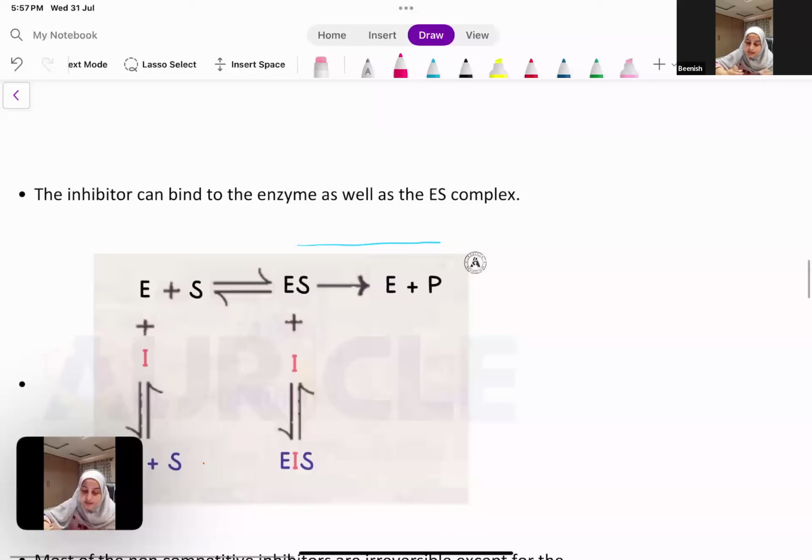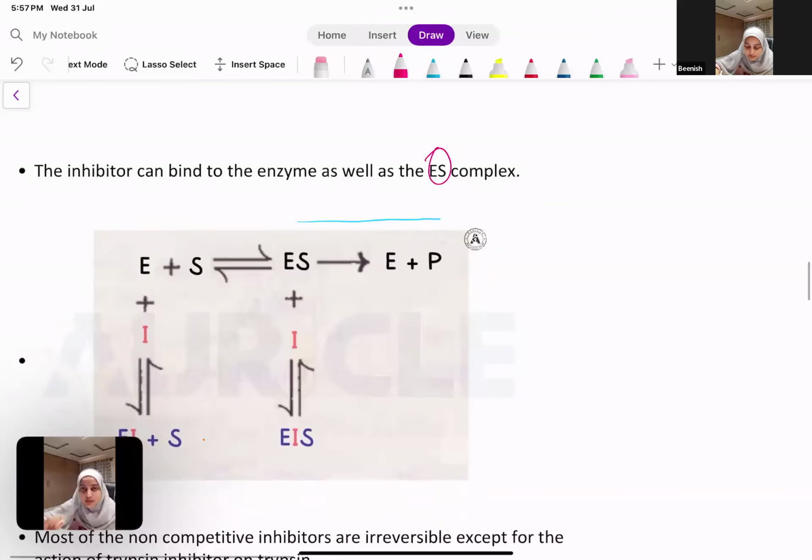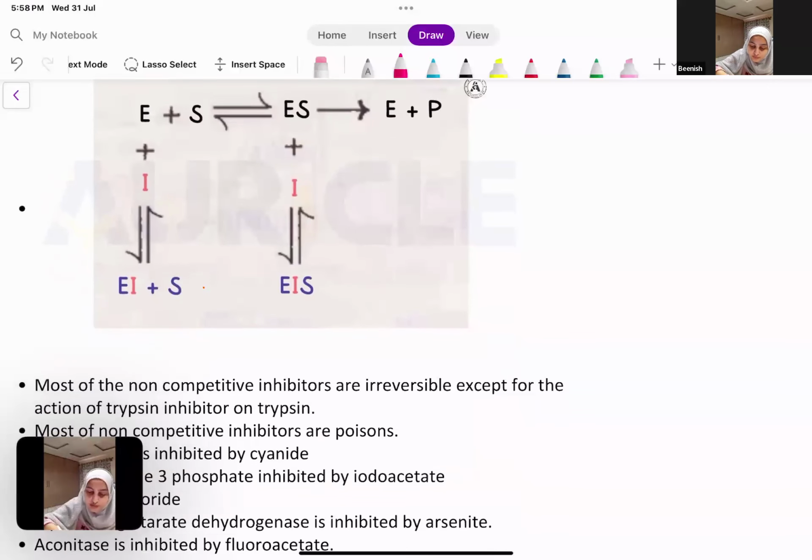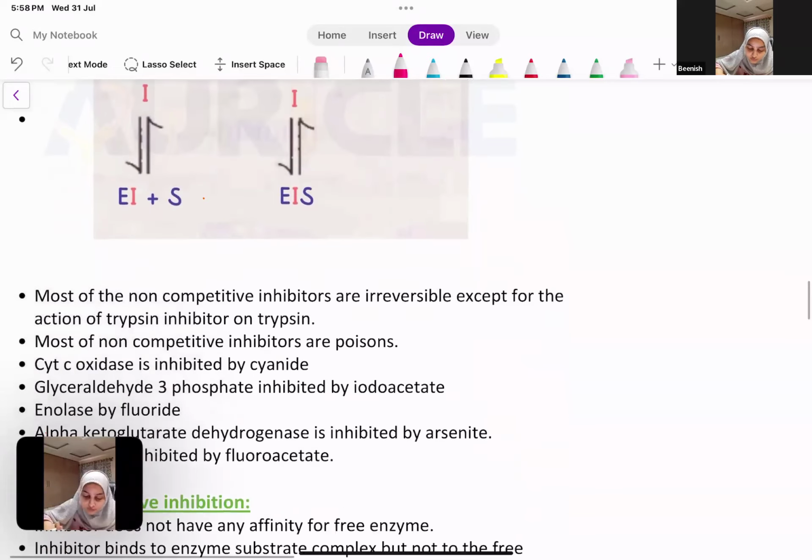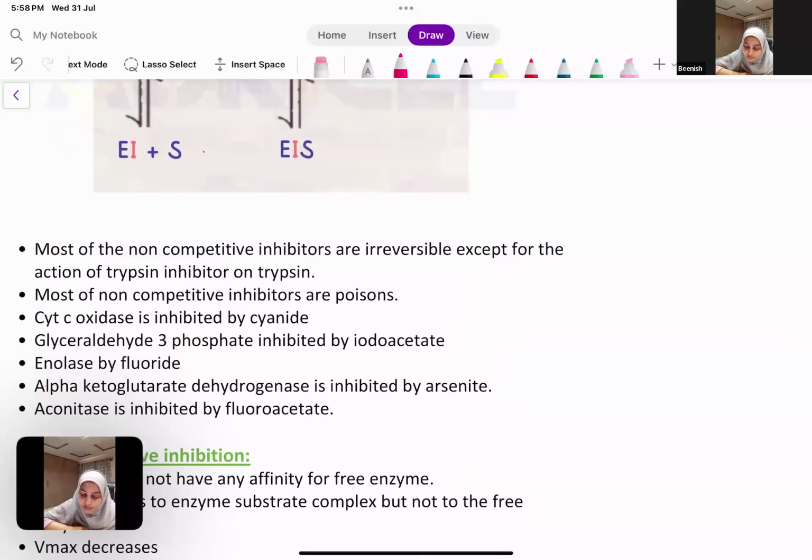The inhibitor can bind to the enzyme as well as the enzyme substrate complex. So the inhibitor is binding not just to the free enzyme, but also to the enzyme substrate complex. Either way, the product is not going to be formed. So most of the non-competitive inhibitors are irreversible, except for the action of trypsin inhibitor on trypsin.